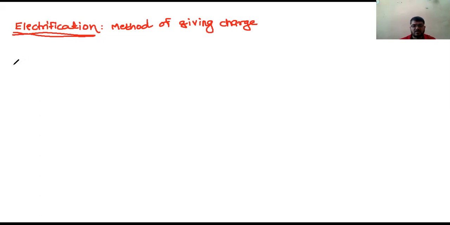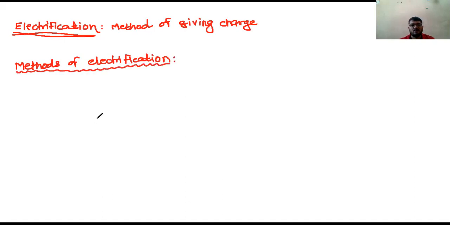What are the methods of electrification? Let's see. So methods of electrification. The first one is what? Charging by friction. First method is what? Charging by friction.